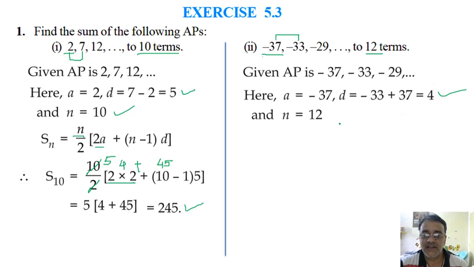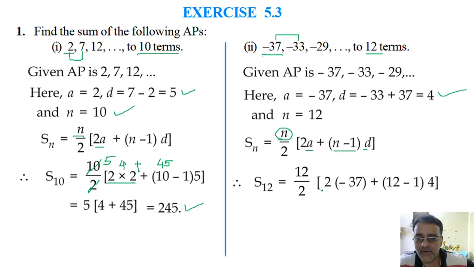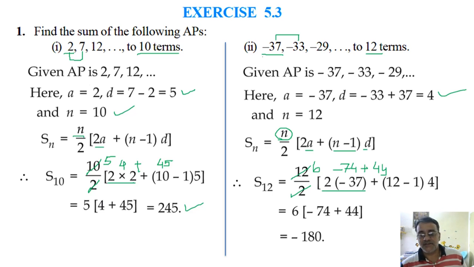Right? Now we'll write the formula Sn. We'll substitute all the values, that is 12 by 2, 2 into minus 37, 12 minus 1, that is 11, into 4. So this will become minus 74 plus 11 into 4, 44. And we can cancel this with this one, 6 we will get. So 6 into minus 30 we are getting. So the final answer is minus 180. Any doubt here? No, sir.